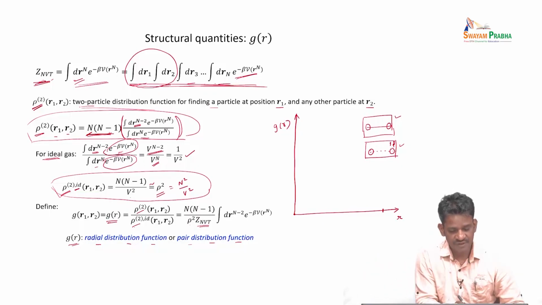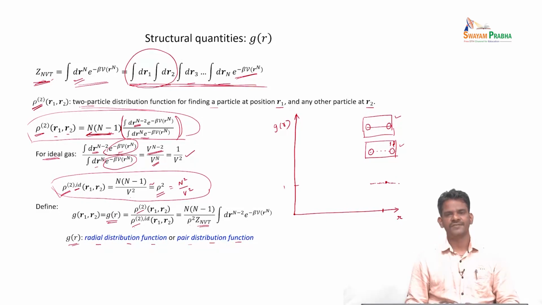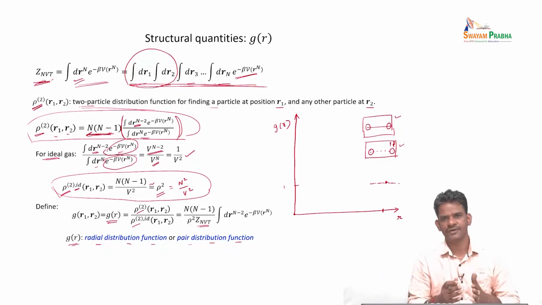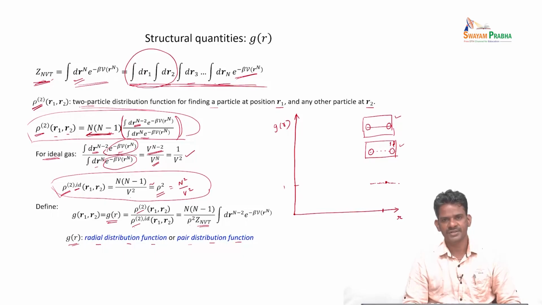So, the ratio that we have defined as g of r will be equal to 1. So, at a far away distance, the value of g of r is likely to be about 1. So, that is our asymptotic limit. Okay, at sufficiently long separation distances, the g of r value is going to be close to 1, because we have defined g of r as a ratio between a real system and ideal system's pair distribution function.